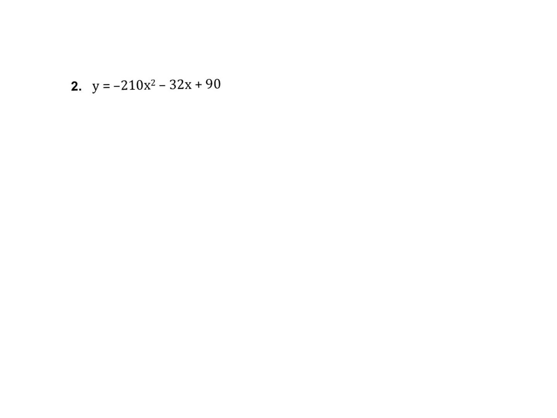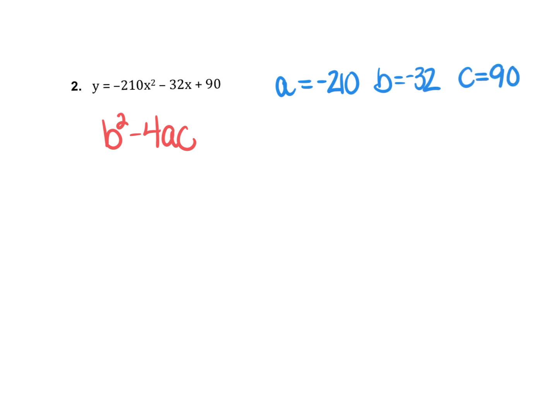All right, so question number 2, it looks like y is already by itself. So we have y equals negative 210x squared minus 32x plus 90. All right, so b squared minus 4ac. Let's identify the a as negative 210. Our b is equal to negative 32. And our c is equal to 90.